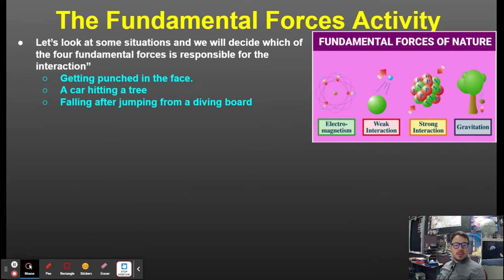Falling after jumping off from a diving board. This is going to be gravity. Gravity is the attraction of all mass. That's what gravity is doing. It's pulling you down. Photons hitting your eye as you watch a movie.